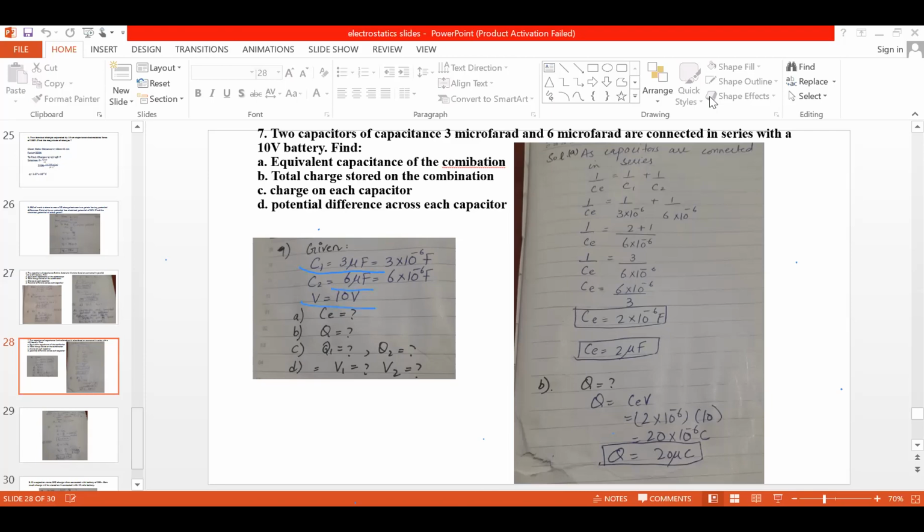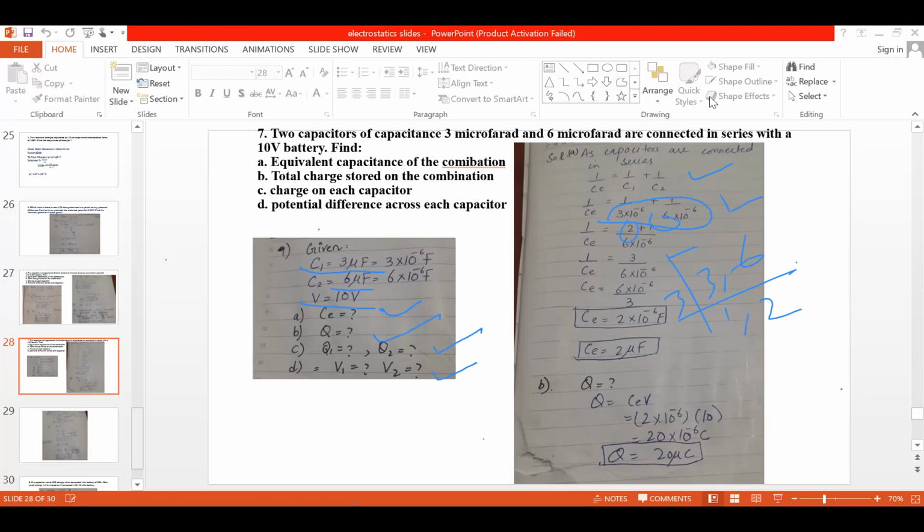We have to find the equivalent capacitance of the combination, the total charge on the combination, then the charge separately on each capacitor, and then the potential difference across each capacitor. In case of series, the formula is 1 by C is equal to 1 by C1 plus 1 by C2. Put the values in this. First take the LCM of these values, 3 and 6. The LCM is 6, so you write 2 over here and 1 over here. 2 plus 1 gives you 3, over 6 into 10 raised to power minus 6.